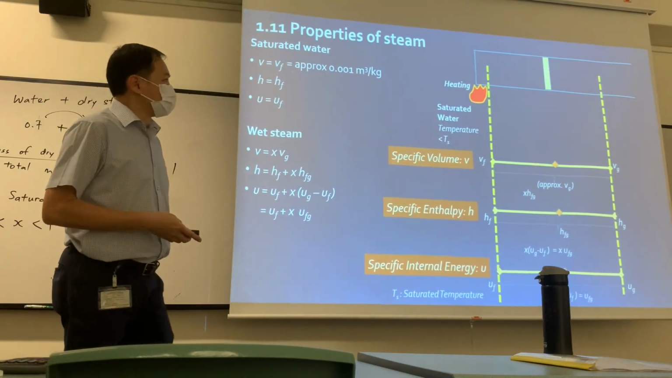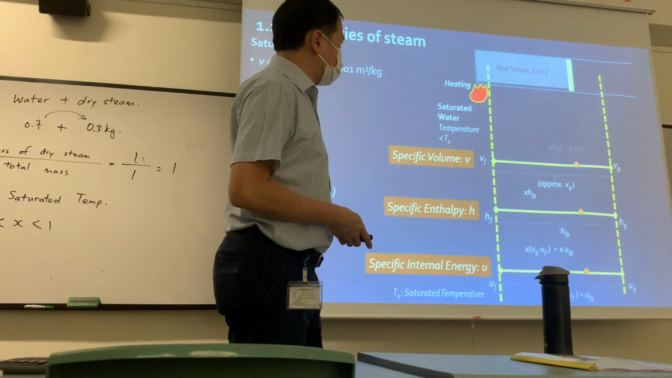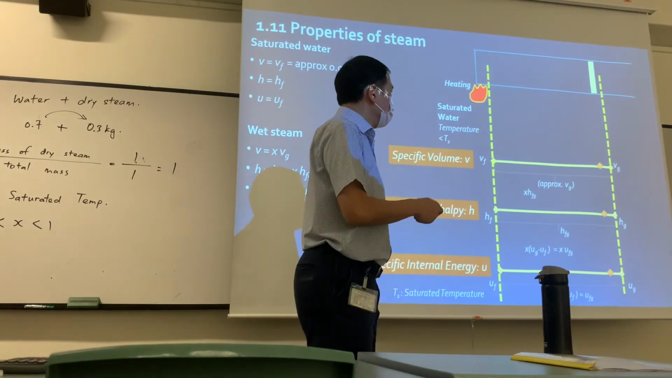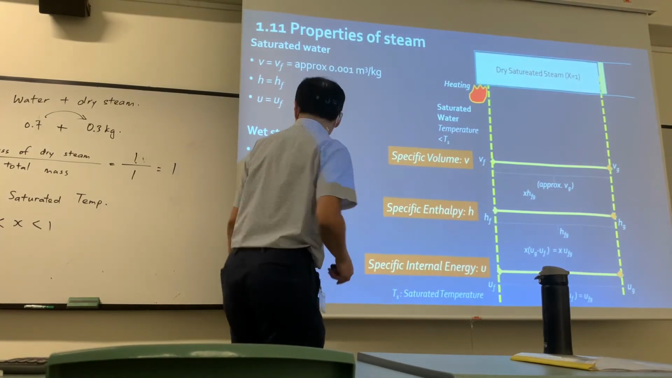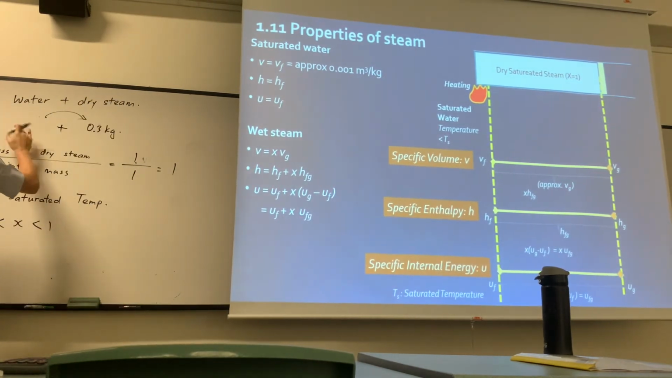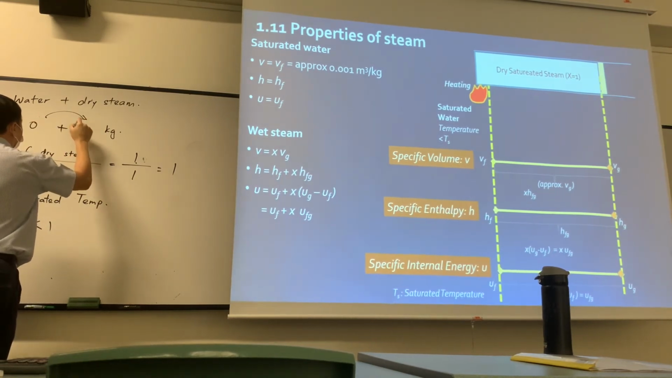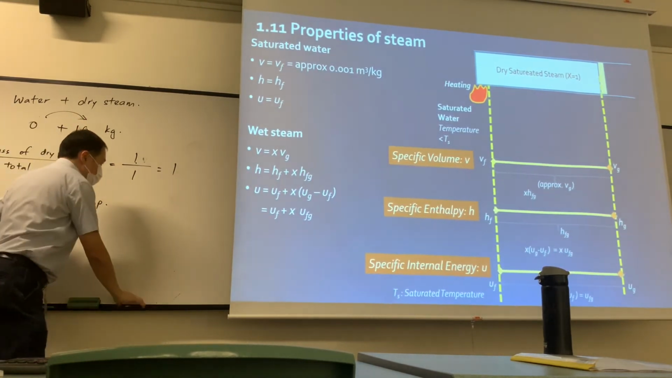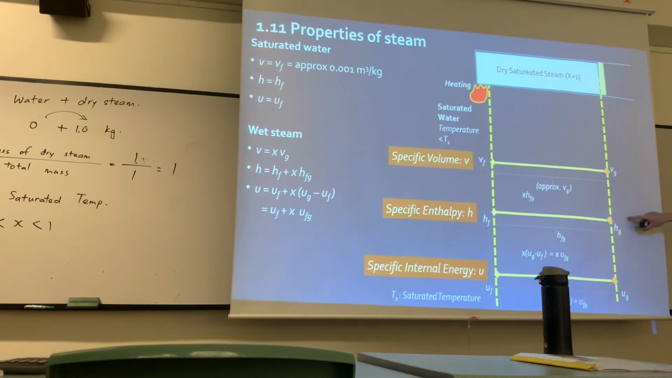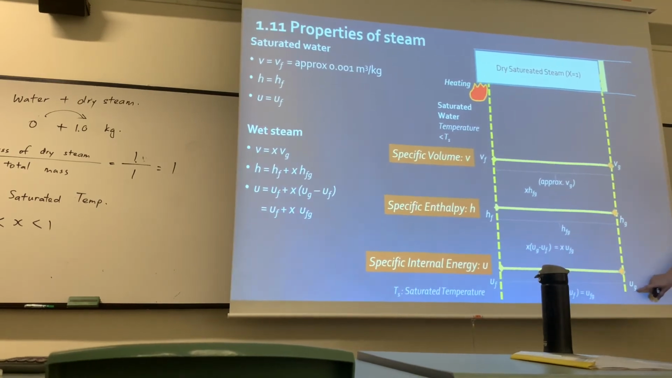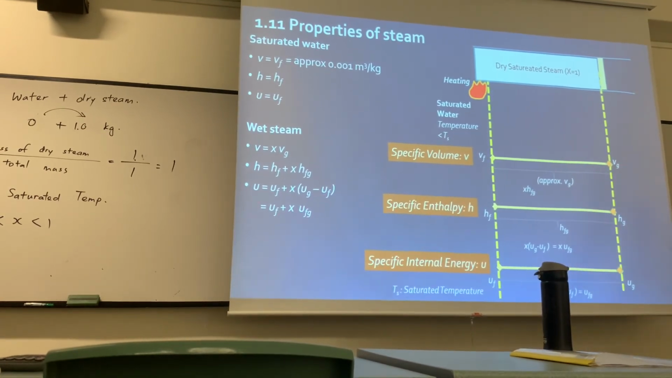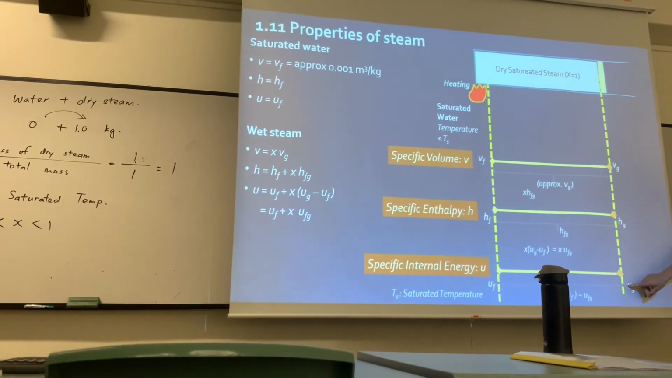So this is wet steam. When you heat further, the steam will eventually totally dry. Dry steam, dryness fraction is 1. Dry steam means 0 water, 1.0 kilogram of dry steam. So the dryness fraction is 1. For dry steam, the properties are all the g. So you have vg, hg, and ug: V is vg, H is hg, U is ug.